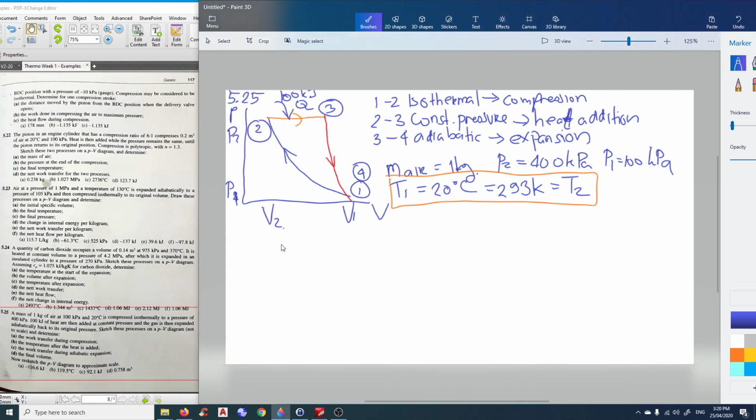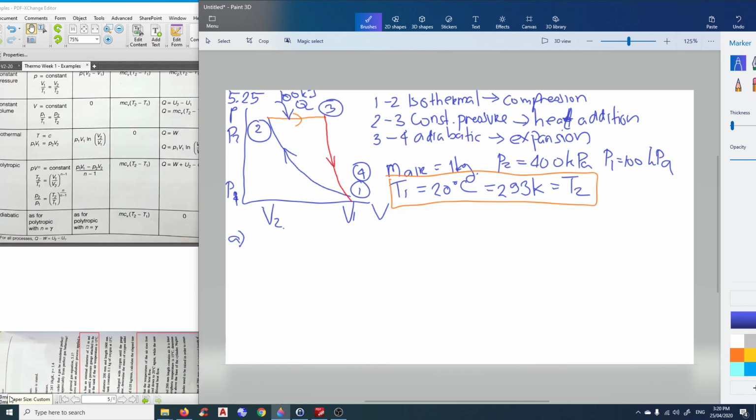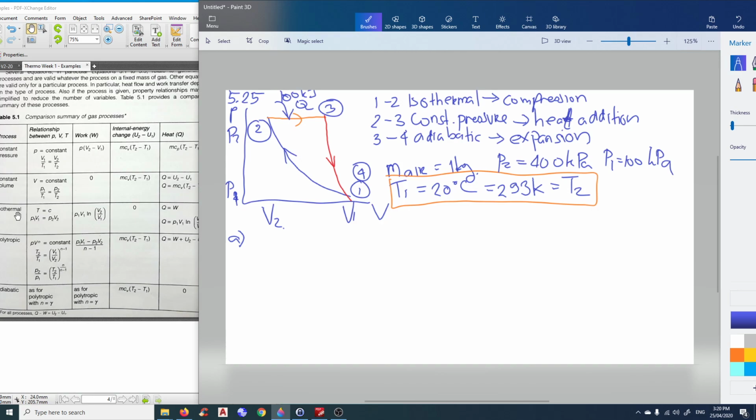Now, question A. The work that is being transferred during compression. So remember 1 to 2 is isothermal compression. So scroll up, find isothermal here. Work being transferred is this formula. So work equal to P1 V1 ln V2 over V1. So this is isothermal.